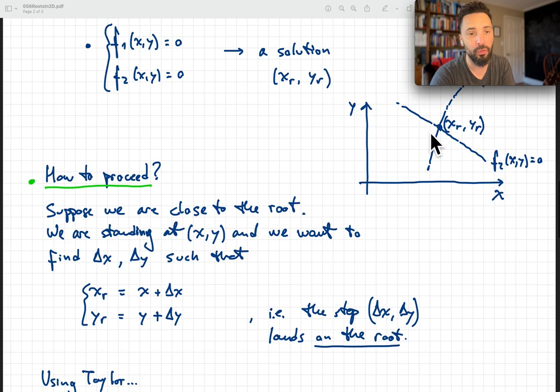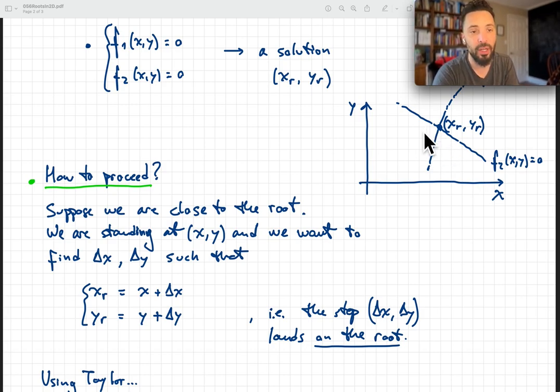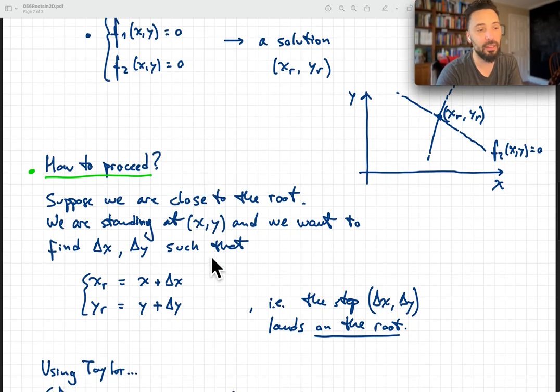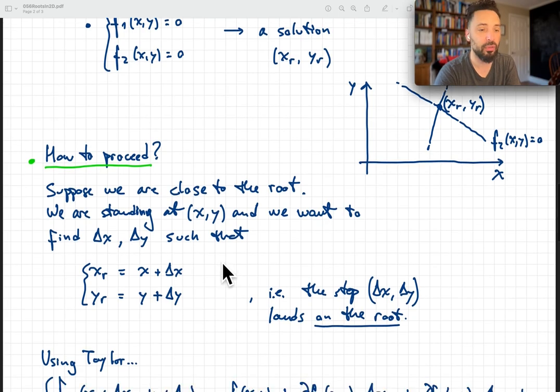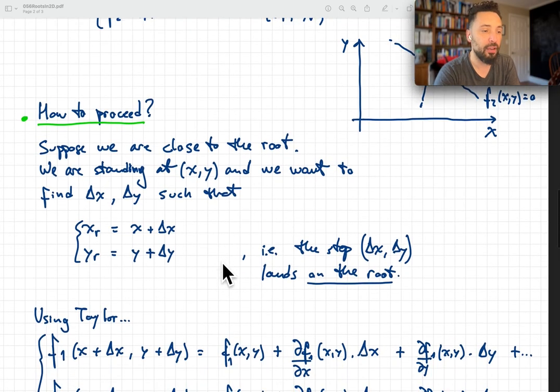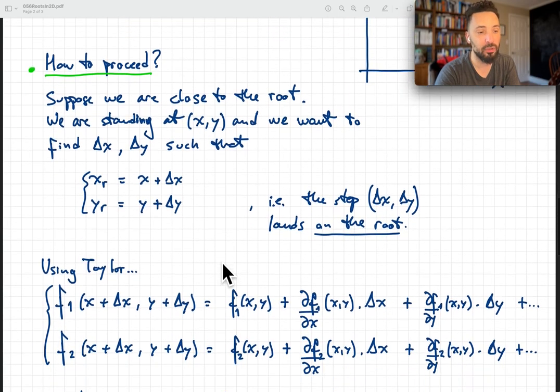So imagine that we're over here somewhere, and we're looking for exactly the delta x and delta y that lands us on the root. There will be some delta x to the right here, and some delta y upwards, and that will land us exactly on the root. So can we find that delta x and delta y? That is what we're looking for. If we have exactly that delta x and delta y, then we'll have solved the problem.